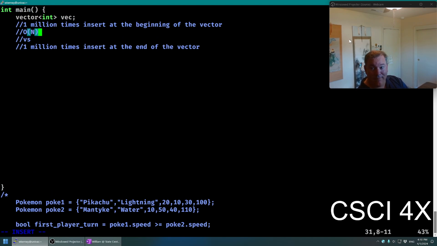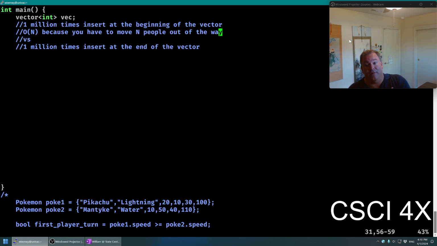Good. It's order n, because you have to move n people. That n is the size of the vector out of the way. You might be like, well, on average, it's n divided by 2. Yeah, nobody cares. Oh, it's twice as fast. Oh, that's cool. We're talking about differences of like 5 orders of magnitude, so times 2, nobody cares.